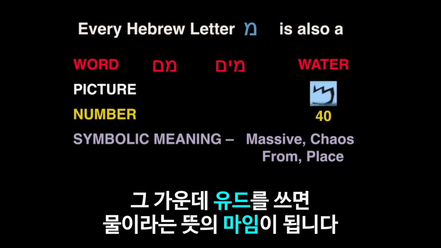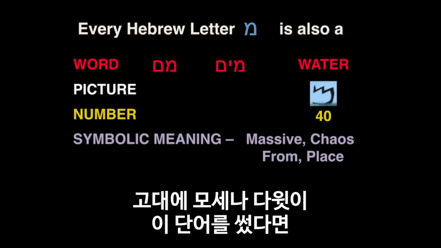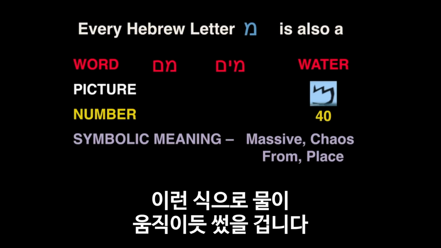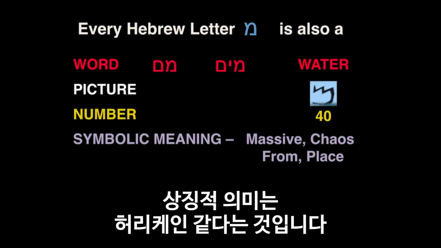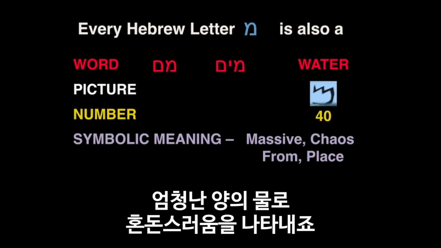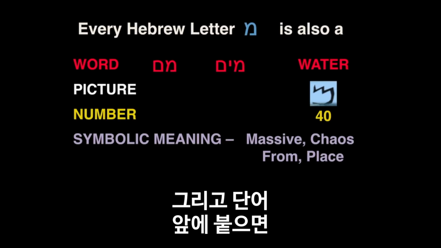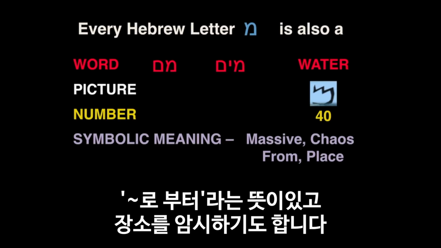Mayim, if you add the letter Yud in the middle, you get water. In the ancient Hebrew, when Moses or David wrote that letter, they made crashing waves of water because Mayim is water. And as I mentioned, it's the number 40. The symbolic meaning is to be like a hurricane, massive amounts of water. Chaos. At the beginning of a word, it implies being from. It also implies a place.